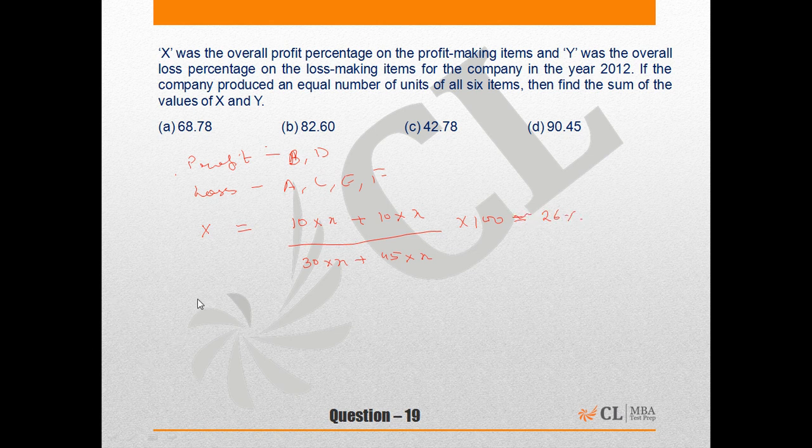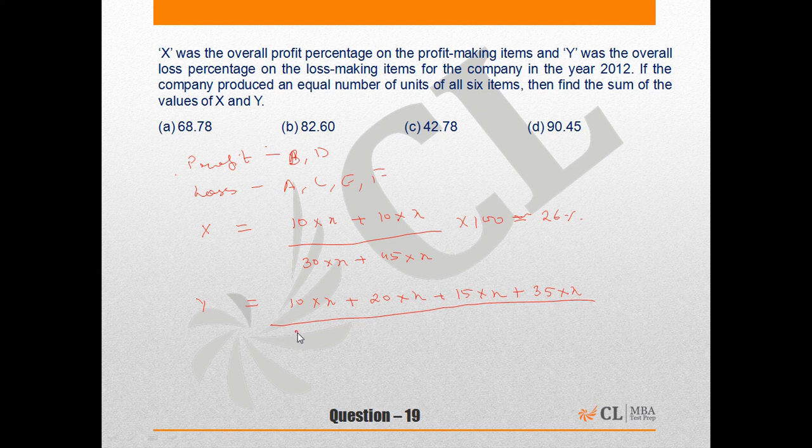Now, for Y, I have to multiply the amount of loss with x, since x is the number of units of each product. So for A, 10 is the loss, so 10 into x, plus for C, 20 is the loss, so 20 into x. For E, 15 is the loss, so 15 into x. And for F, 35 is the loss, so 35 into x. This is the total loss incurred on these 4 products. So I'll divide by the total cost price.